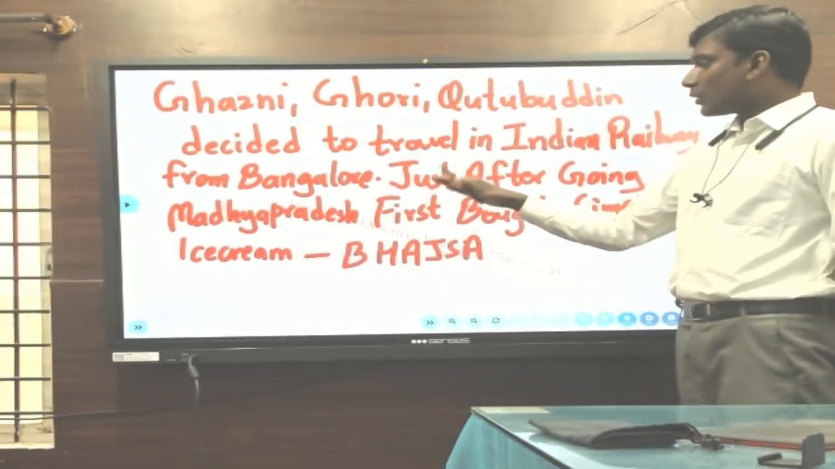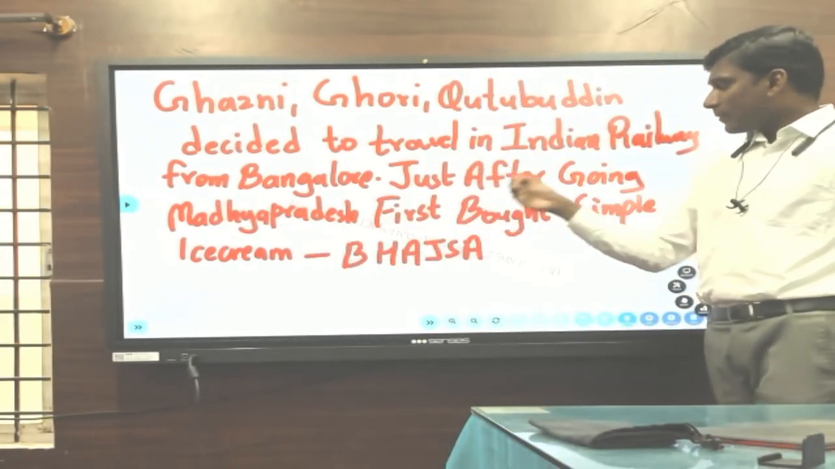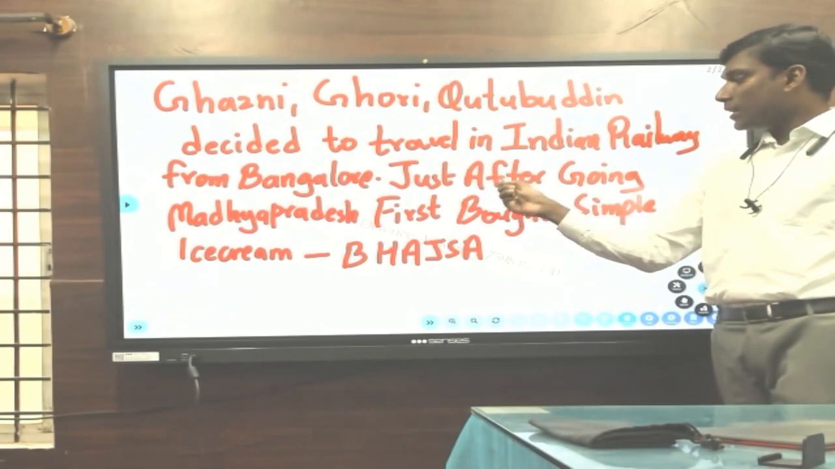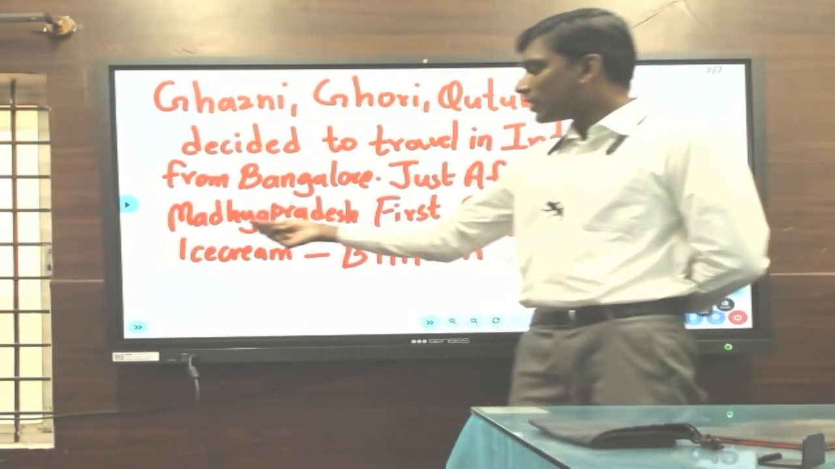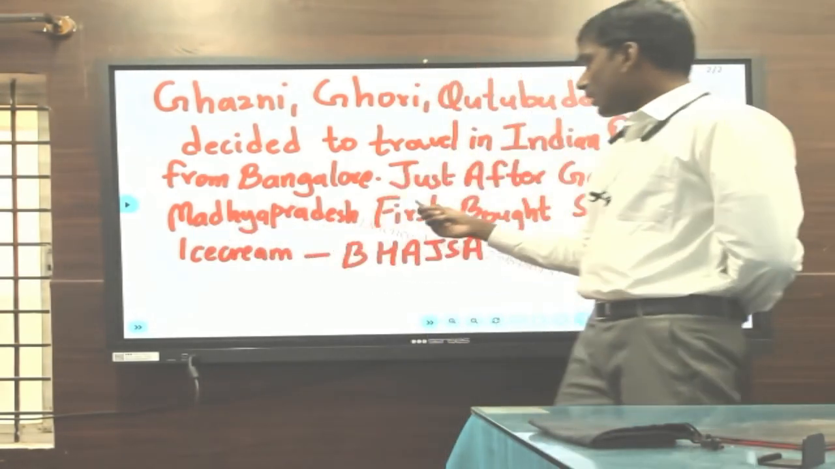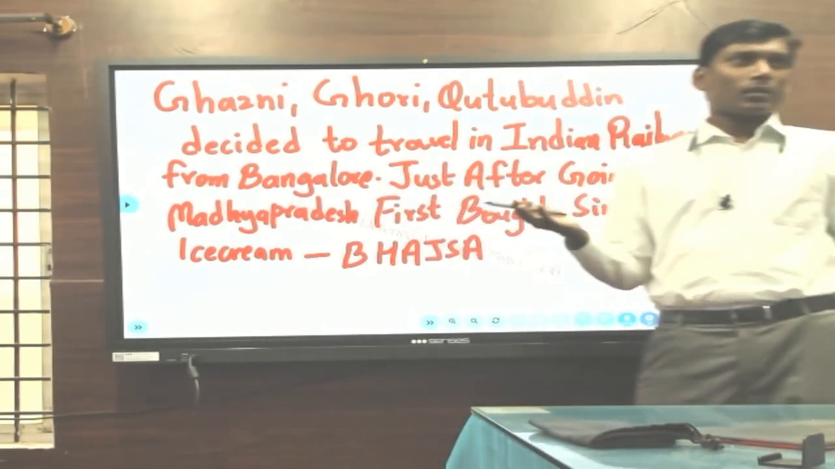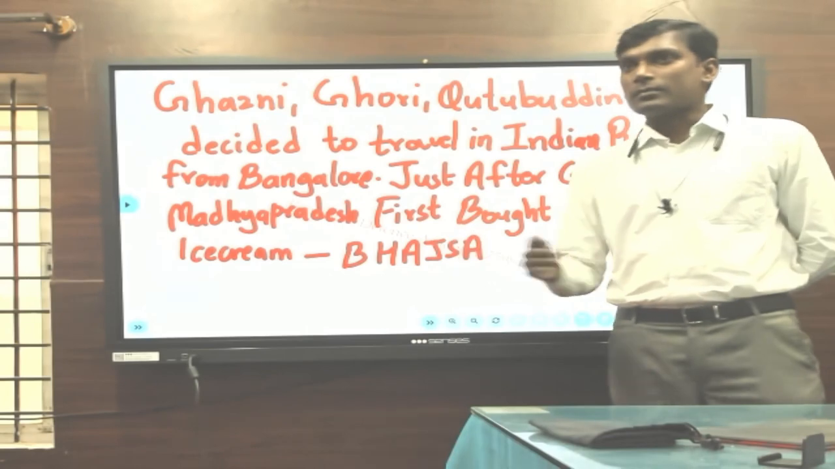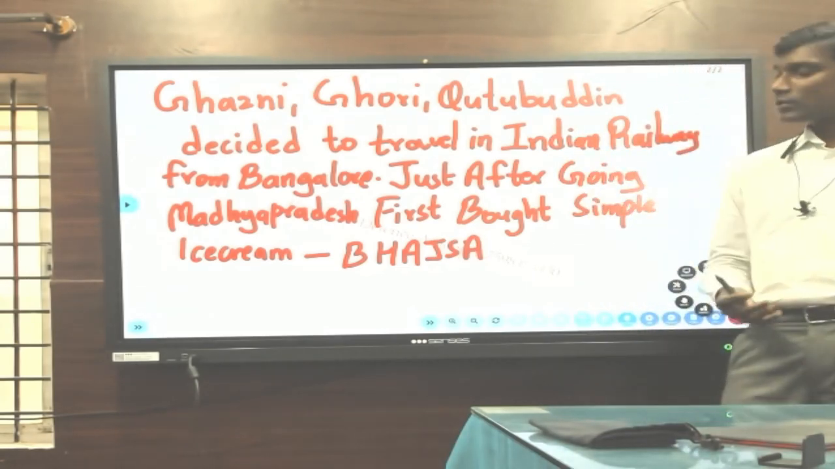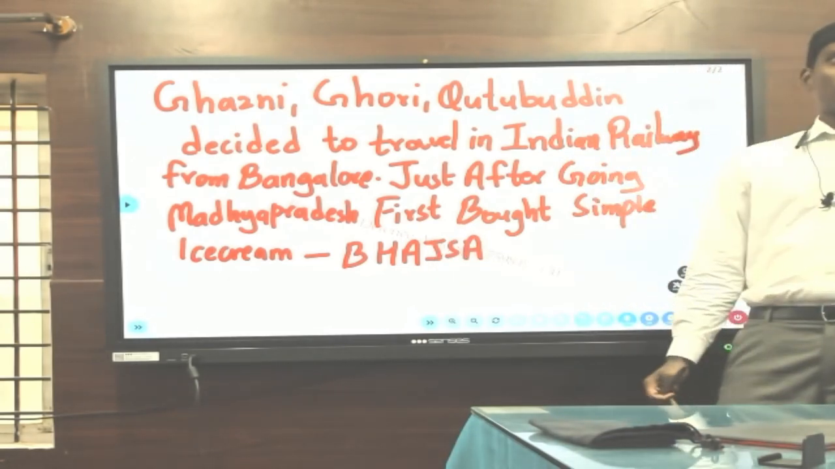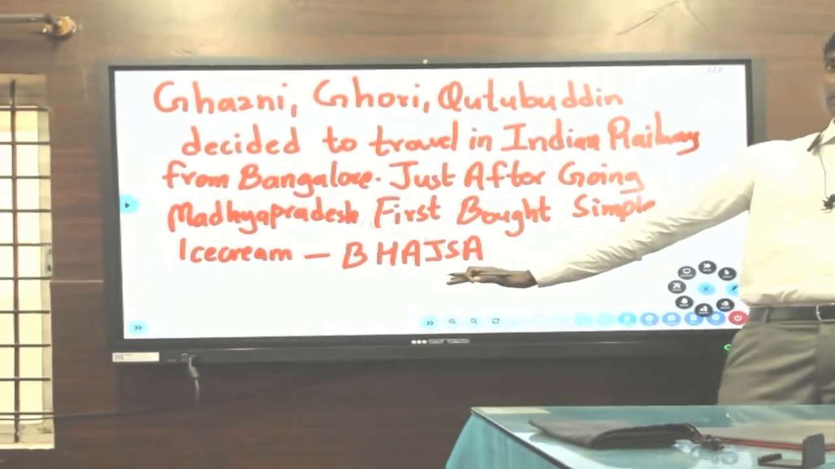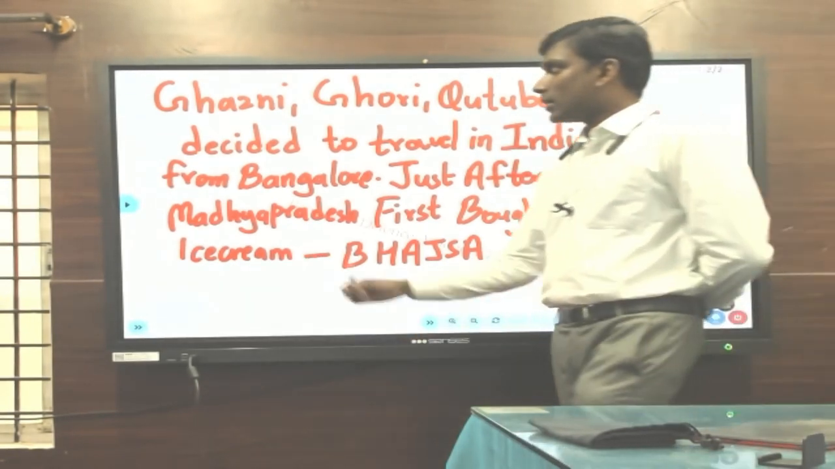Now, they go to Madhya Pradesh. Just after going, J, A, G capital. Going which place? Madhya Pradesh. First bought simple ice cream. First what did they buy? Simple ice cream. Where do you get ice cream? You get it in a bakery. So what is the name of that bakery? Badshah Bakery.